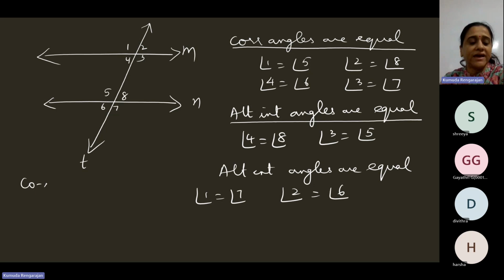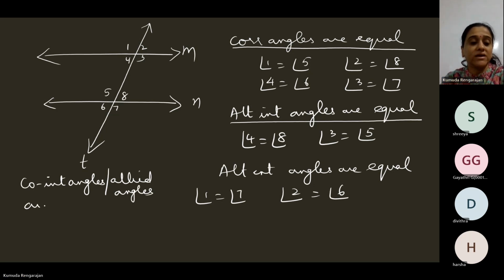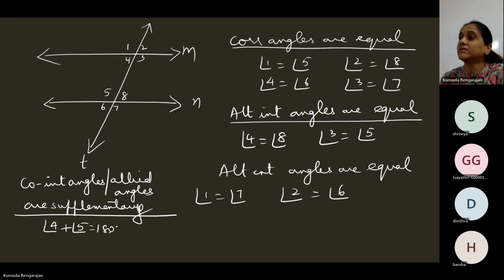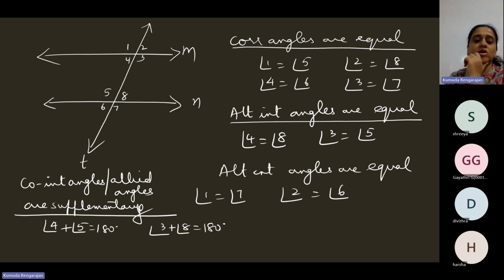Then co-interior angles, or allied angles. Allied angles are supplementary. That means angle 4 plus angle 5 is equal to 180. Angle 3 plus angle 8 is equal to 180. Allied angles or co-interior angles are supplementary. Angle 4 plus angle 5 is 180. Angle 3 plus angle 8 is 180.